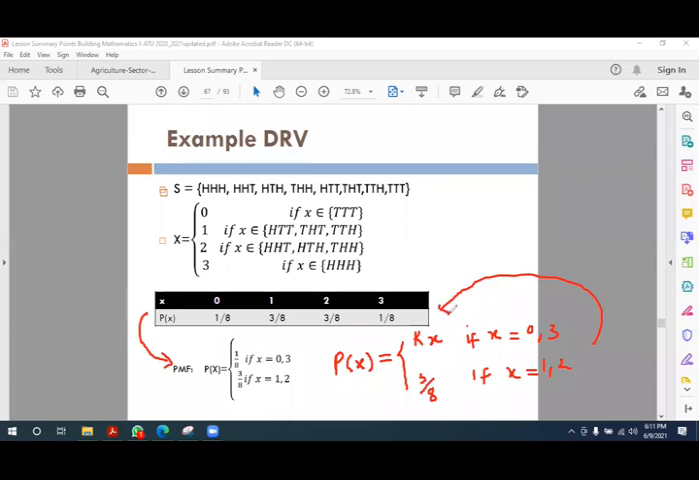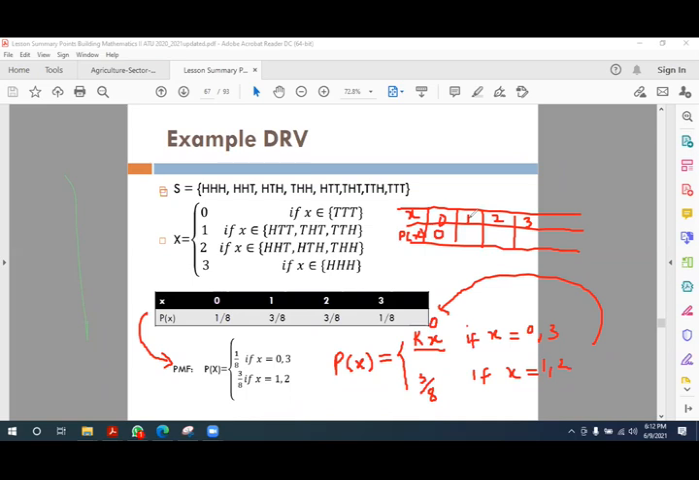That's the first step. So all you need to do is go back to the table form, rewrite this. You have x, you have p of x. The possible values of x are 0, 1, 2, and 3. Then what is the probability? When x is 0, the probability is kx. Please listen carefully. Because x itself is 0, k times 0 will be 0. So when x is 0, the probability is kx, but because x is 0, it's k times 0, so that is 0.